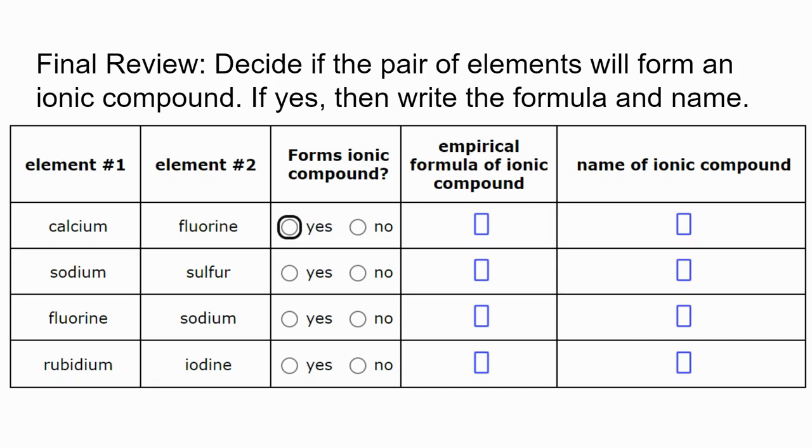Okay. How about this one? Sodium and sulfur. What would our formula be? NaS2. So be careful on this one. Sulfur has a 2 minus. Sodium has a plus. So we need 2 sodiums. This one's tricky. So 2 Na.